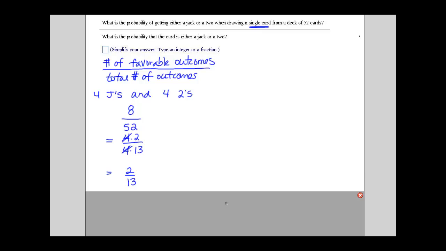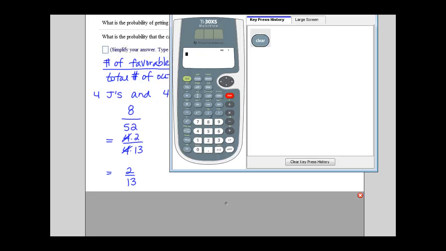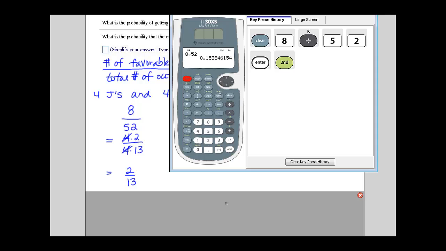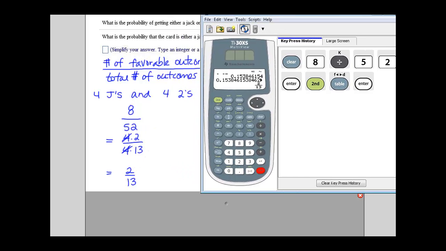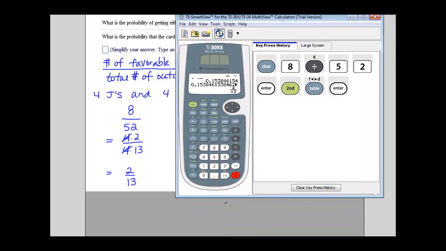You could also type in 8 divided by 52 on your calculator. If I press enter, that's going to be the decimal form of that fraction. But then if I convert it back to fraction form, it will give me the simplified fraction. So second, to change it to a fraction, it's the second function of this table key. Press enter, and it gives me 2/13, which is the probability that we would draw either a jack or a 2 on one single draw.